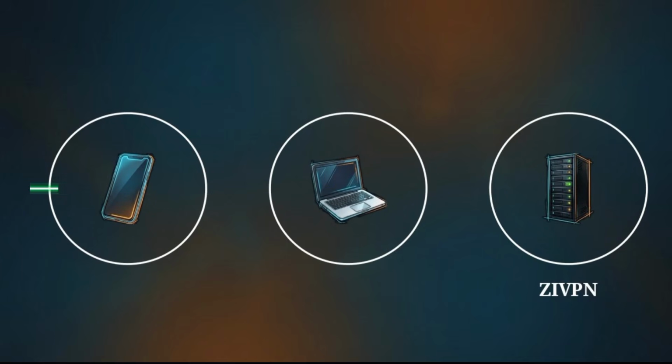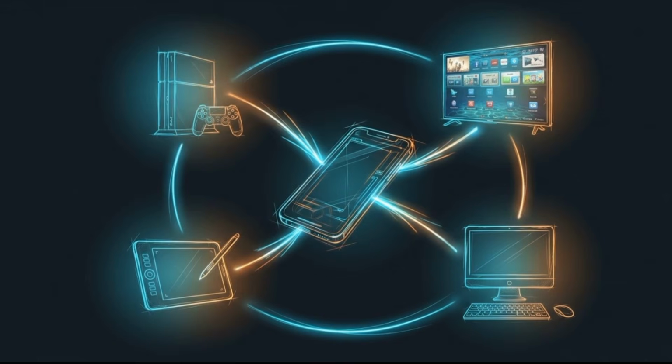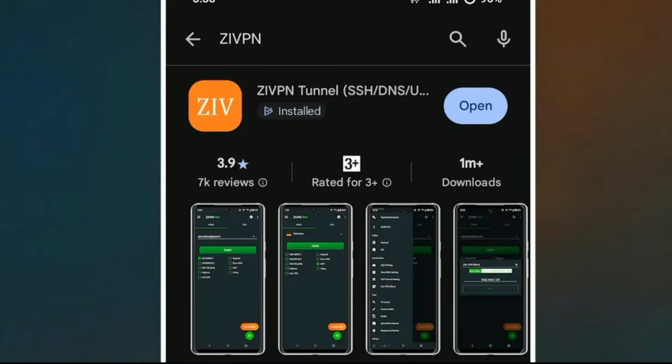To set this up, you need three things: your main Android phone, the target device you want to connect, and an active server configured inside the ZIVPN app. By bridging the connection this way, you bypass standard carrier tethering restrictions and share your secured network with any hardware you own. Step 1 is getting the core tools.